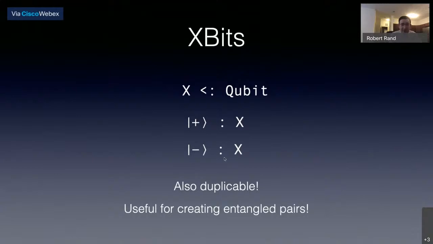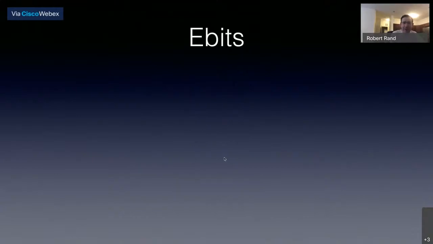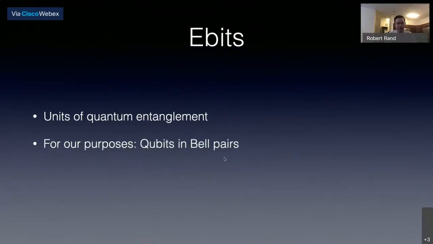And while I'm speaking of entangled pairs, there are these things called Ebits that you'll see in the literature about quantum resources and entanglement. Ebits are defined as units of quantum entanglement, but for my purposes, they're just members of Bell pairs. And they're really valuable for quantum communication. Teleportation requires Ebits to get a qubit over a channel. So that's another sort of base type that I would like to have in a quantum type system.